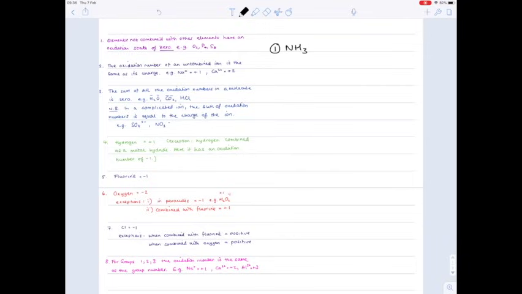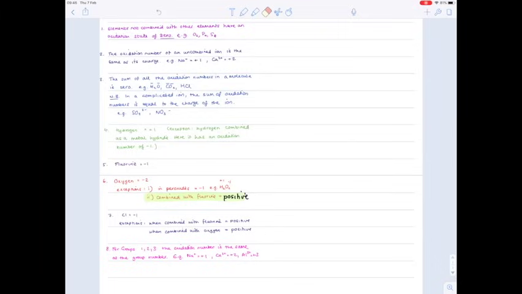Now, according to rule 3, the sum of all oxidation numbers in a molecule is 0. We know that overall the charge on the ammonia will be 0. And that's helpful because now we need to work out the oxidation numbers of both nitrogen and hydrogen. According to rule 4, hydrogen has an oxidation state of +1. There is no overall charge, so because we have 3 hydrogens, we have a +3 charge. So what must the oxidation number of nitrogen be? Well, it must be -3.